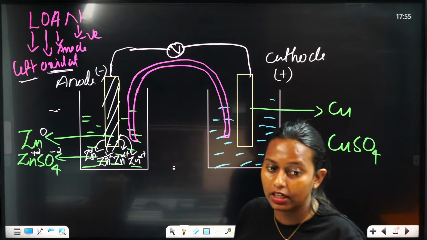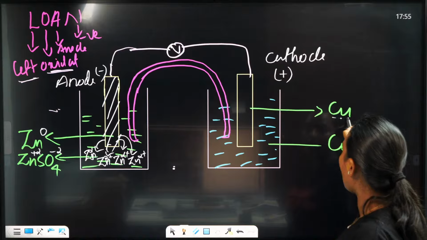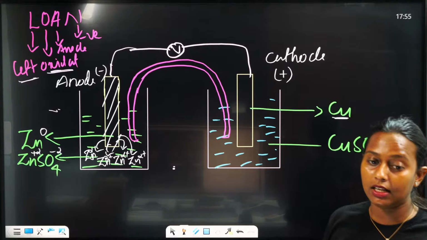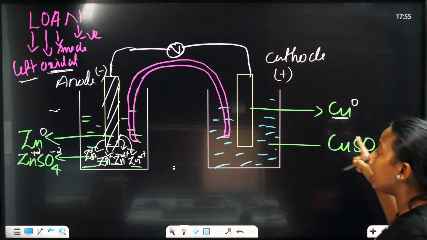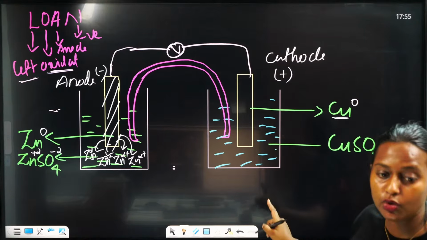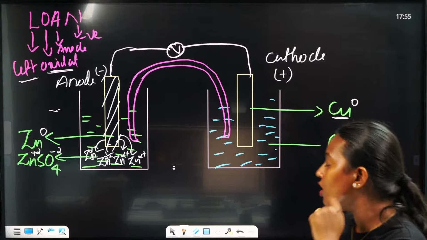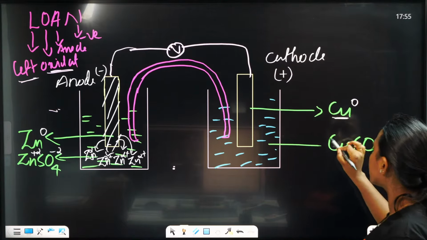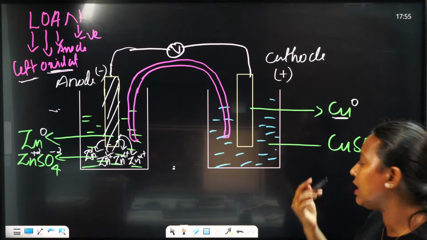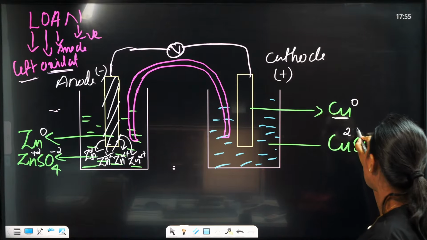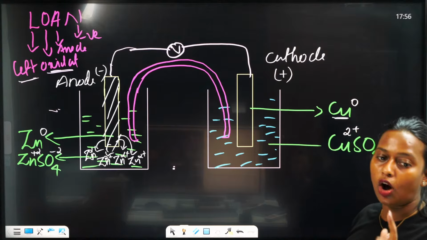So from the cathode, listen properly. Who all are there in the cathode? Copper is there, copper metal. The oxidation state of copper is 0, and you can see the copper sulfate solution, because copper is dipped in copper sulfate solution only. What is the oxidation number of copper in copper sulfate? It is very simple, it is also +2. What is the oxidation number of SO4 in copper sulfate?